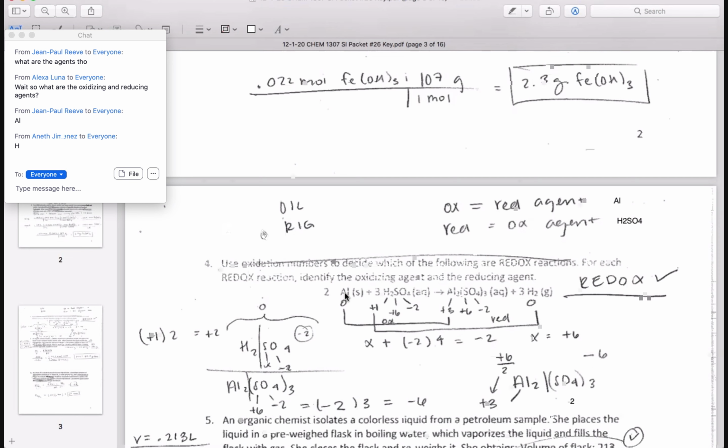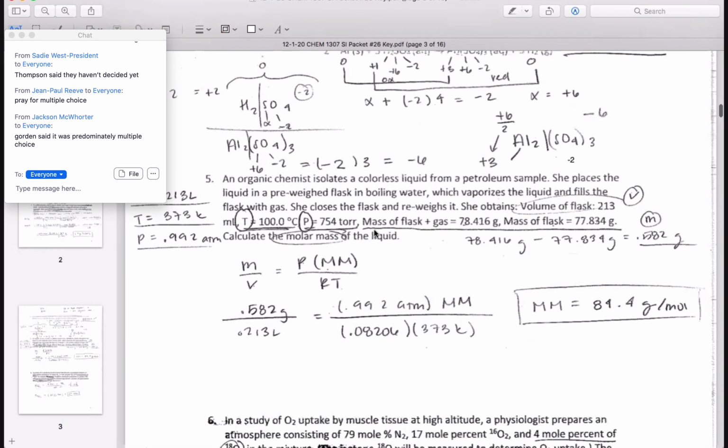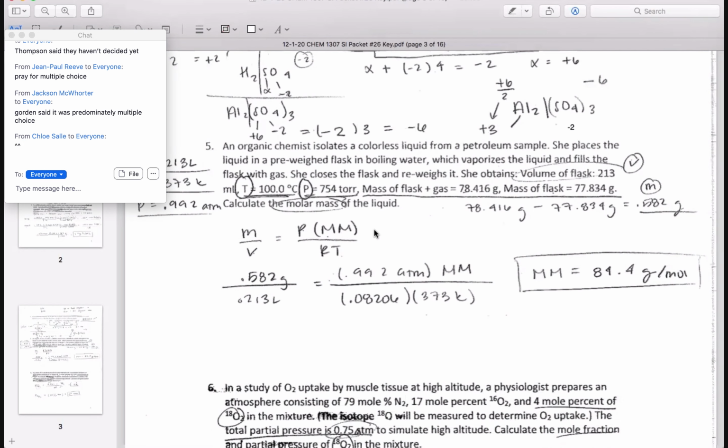They haven't decided yet. So hopefully, pray for multiple choice. Hopefully it's multiple choice. I'm praying for y'all.